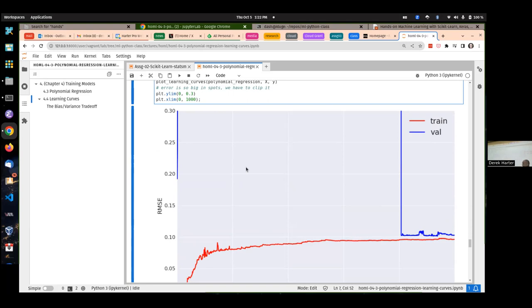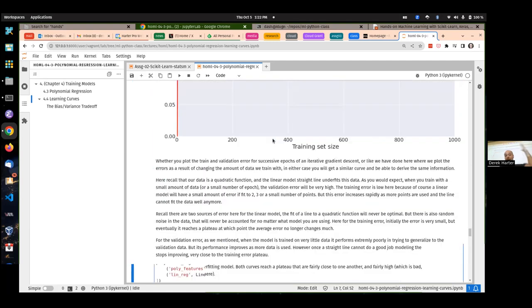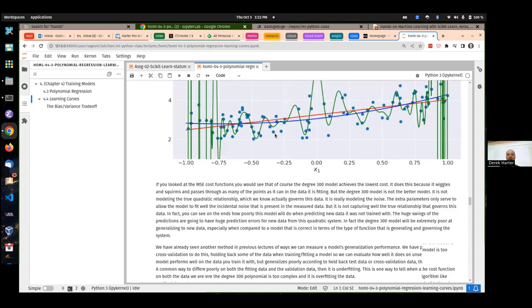Obviously, we're going to do well if we measure our cost on the data that we trained with. But an overfit model is just going to fall apart when you measure how well it does on data it hasn't seen before, which is what's causing the gap here. This model does fine on stuff I've trained with, but it does really badly on new data. This is an important point, so hopefully people understand.